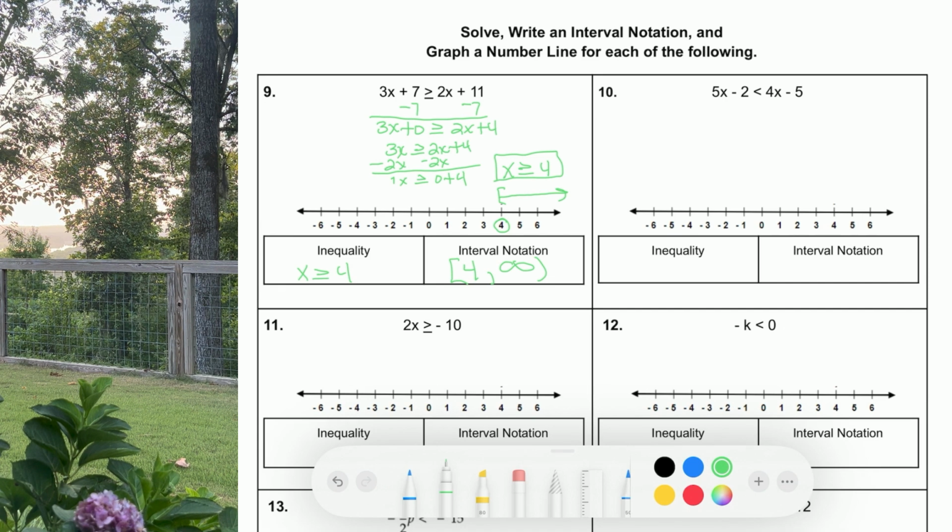Number 10, 5x minus 2 is less than 4x minus 5. I'm going to add 2 to both sides. I get 5x plus 0 is less than 4x minus 3.